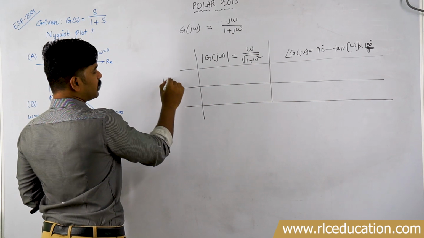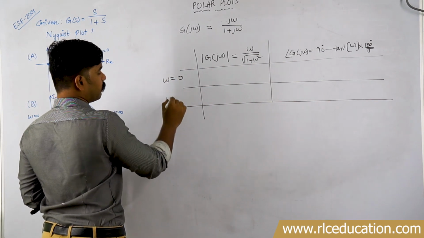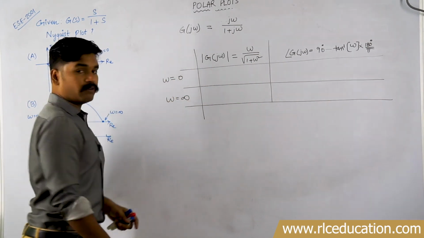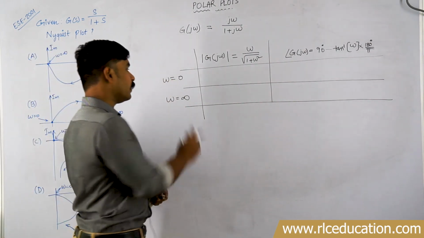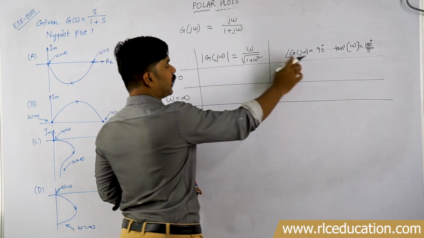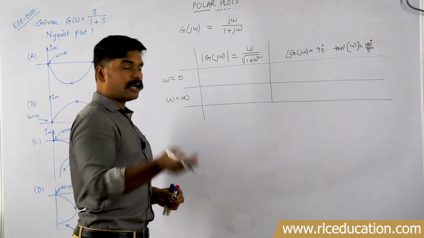What is the minimum frequency which we will be studying? 0. What is the maximum frequency? Infinity. As I was telling you, the polar plot exists between 0 to infinity frequency only. And under 0 and infinity conditions, let us see how the phase and magnitude are varying.